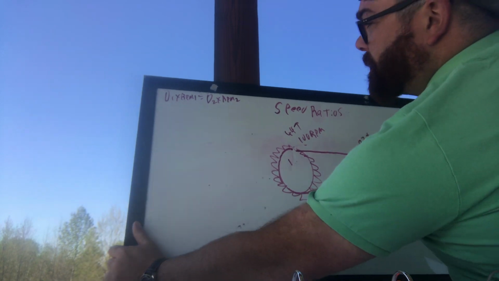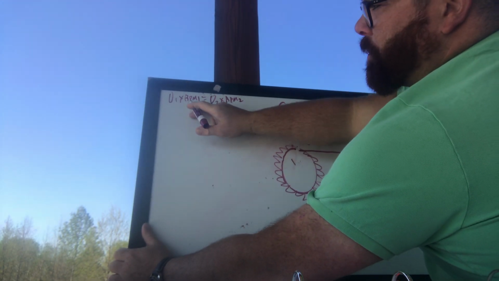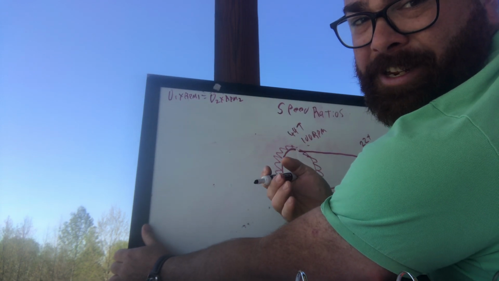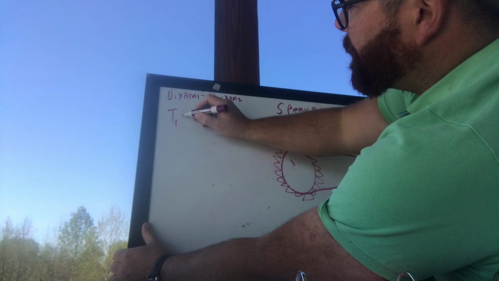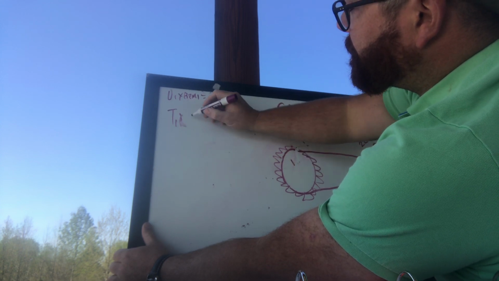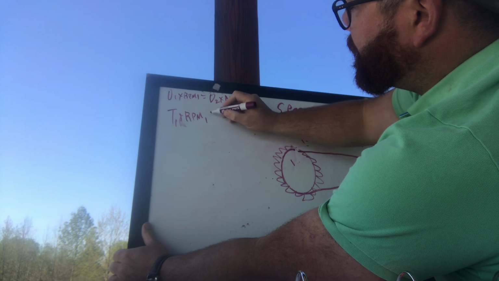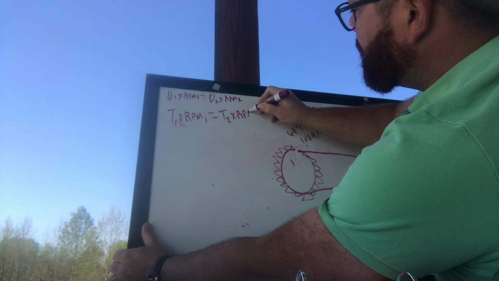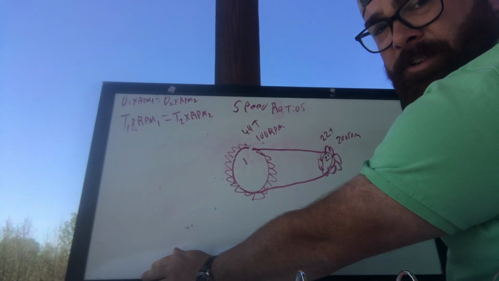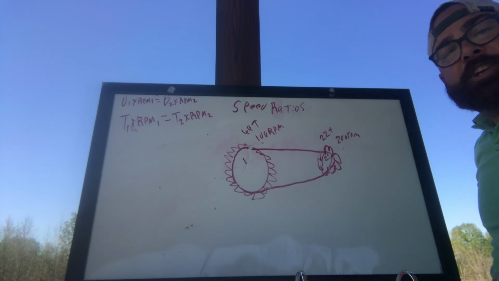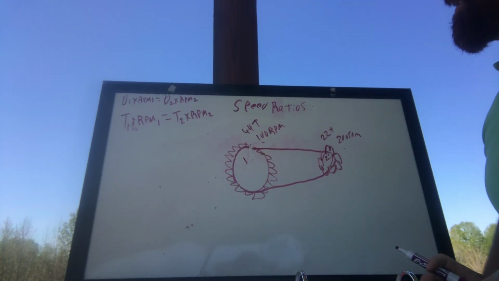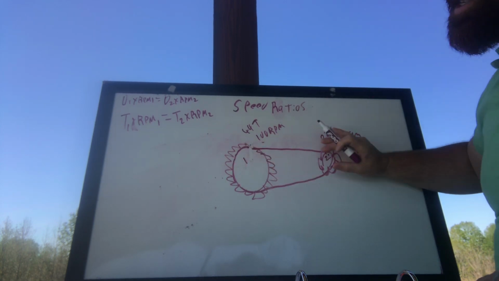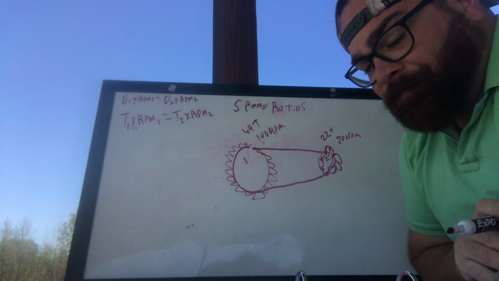So how we can change this equation a little bit is instead of D1 times RPM1 equals D2 times RPM2, we can change that D for diameter to T for teeth. So T1 times RPM1 equals T2 times RPM2. All right? Same exact equation, nothing has changed. The only difference is we're measuring the number of teeth instead of diameter 1 and diameter 2.